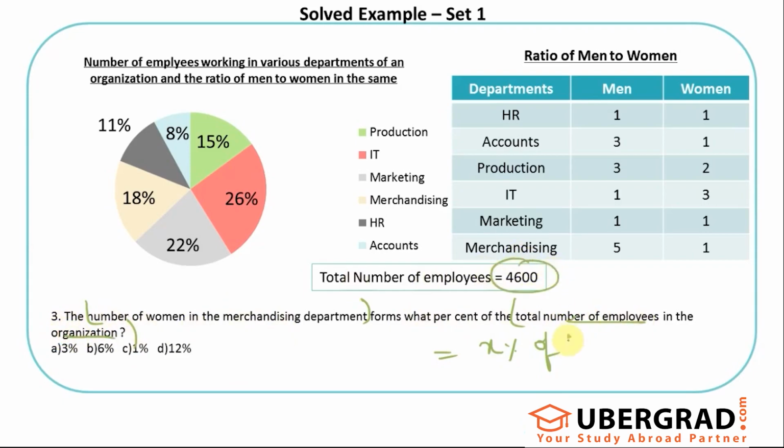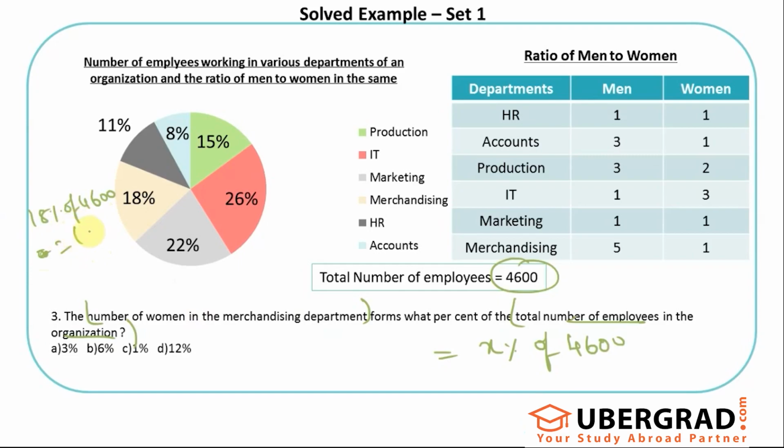4600. I need to answer the number of women in the merchandising department. For that, I need to understand what this 18% is in the merchandising department. 18% of 4600 is the total people, right? Okay, I'll show you. Let me calculate it first. I'll show you an easier way for this.